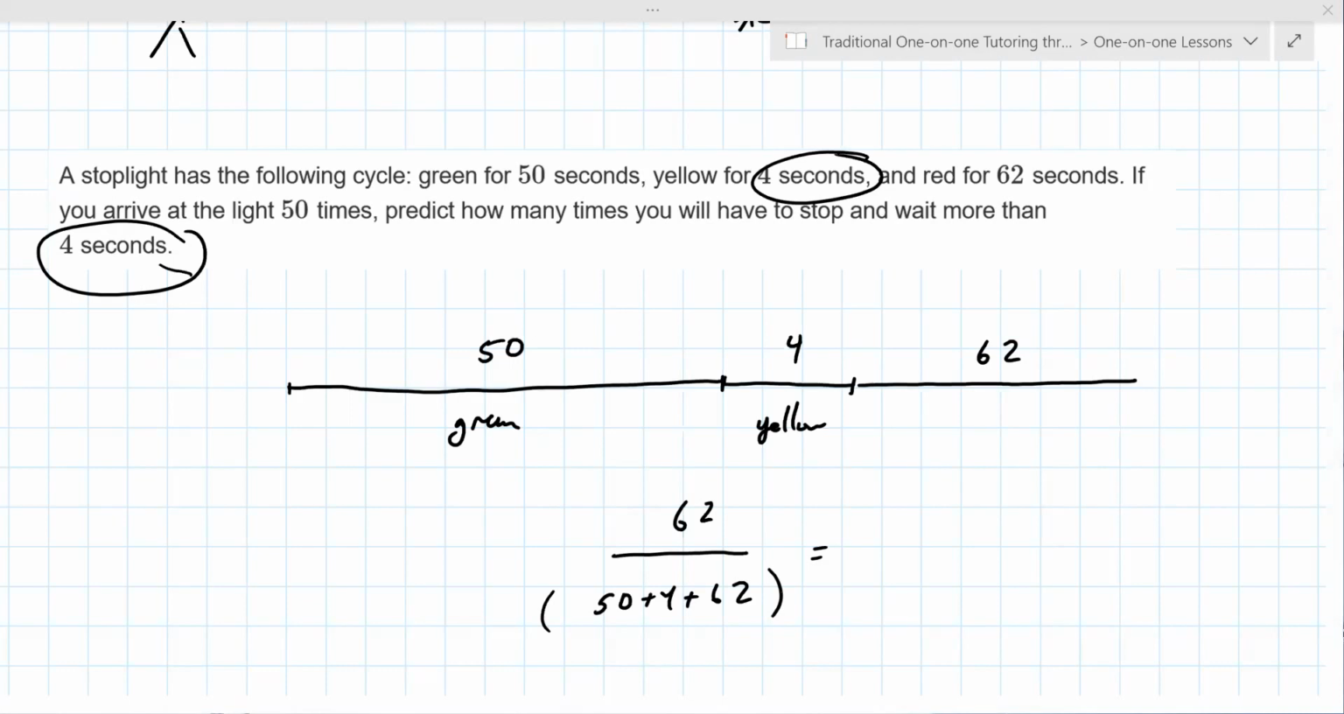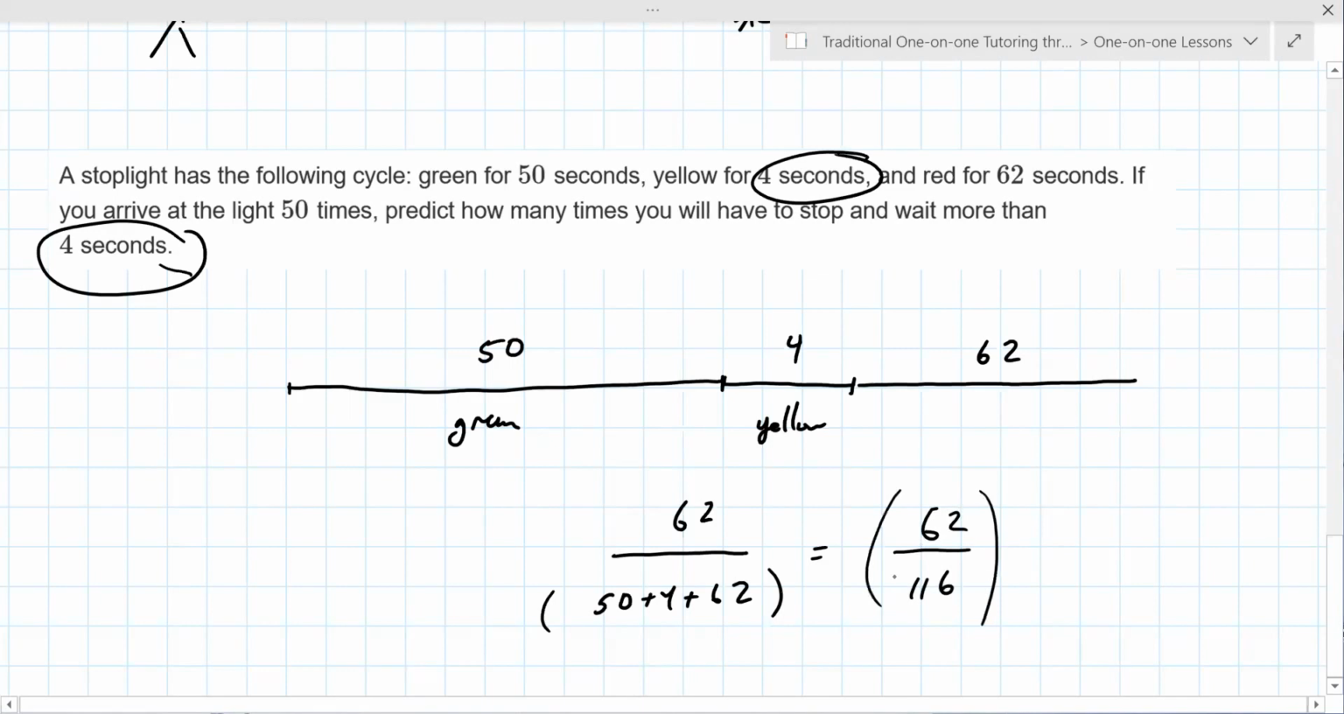116. 62 over 116. Okay, so this is the probability. Get this as a decimal for me. This is the probability that you're going to wait more than 4 seconds. 0.53. 0.53. And then if you multiply that by 50, I'll bet you get about 27. 26.72. Yeah.